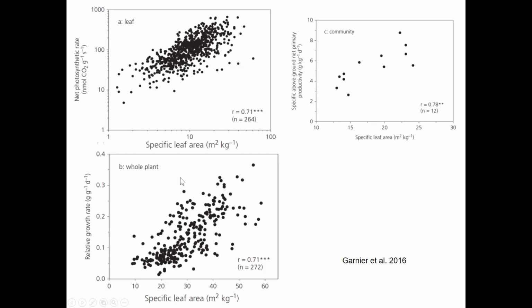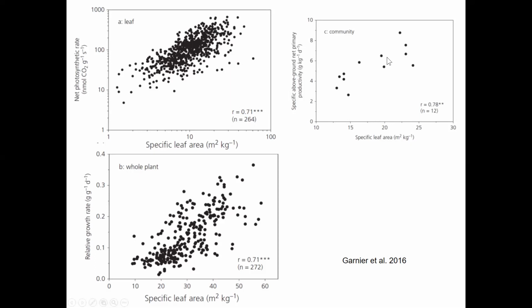Or if you look on the right panel, you can find the same positive relationship when we measure the amount of carbon gain or net primary productivity at the whole community level. And I think this diagram is very important because what we're going to do in the course is measure traits at leaf level, and we're actually going to measure traits at whole plant level, specifically in our group, but I'll talk about that in a second.